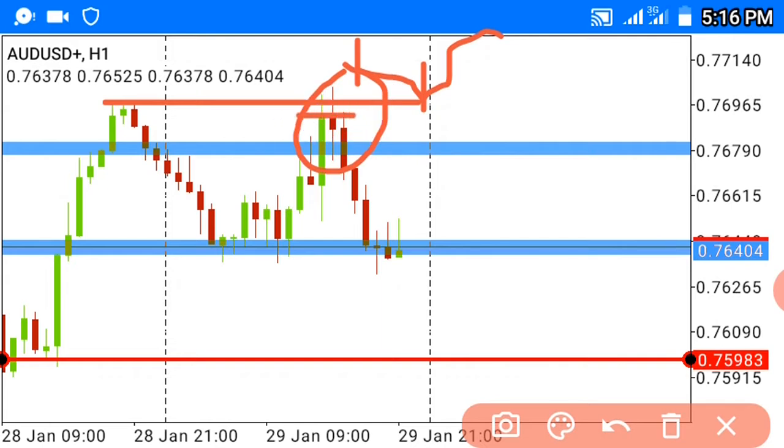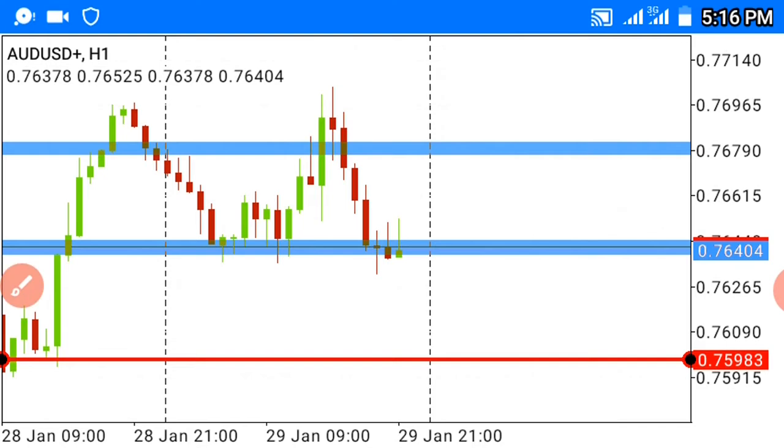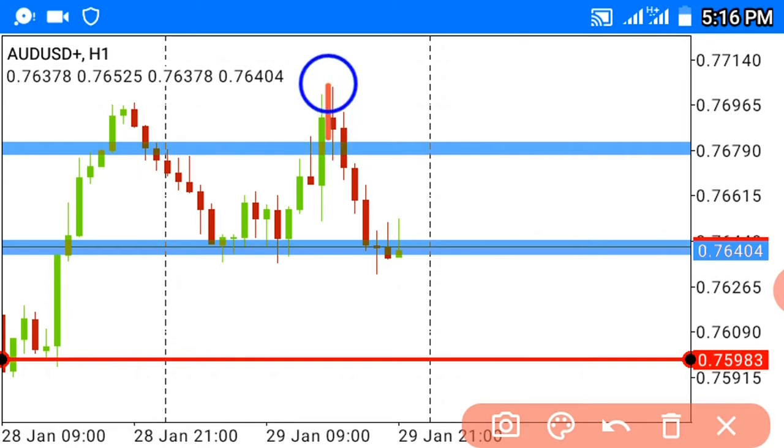Let me see if we can get another pin bar. I'm sure you all can see this now. This red candle here, this one. Good. That is a pin bar. So once we see something like this, remember, the longer the wick, the better opportunity we have in that market. So once it's something like that, then we can know, okay, the bears are in control of the market.